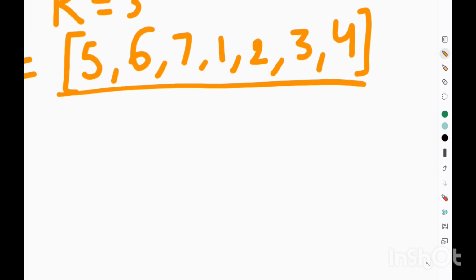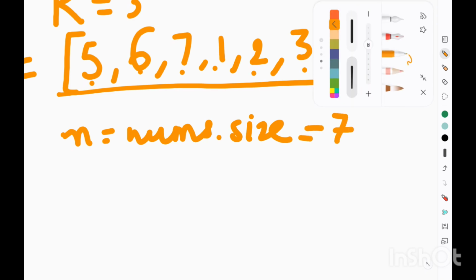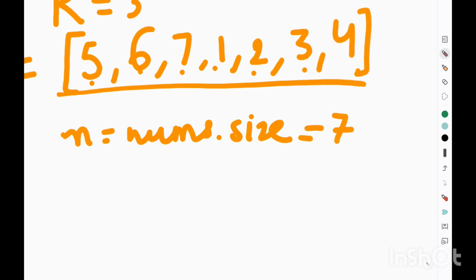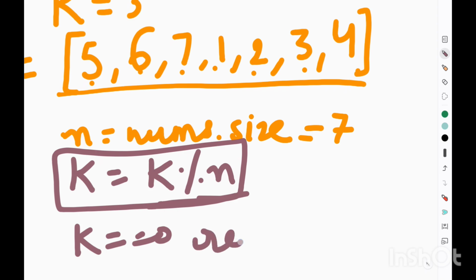using the reverse method. n is equal to nums.size(). So n is equal to the length of 1, 2, 3, 4, 5, 6, 7, which is 7. Now k is equal to k modulus n. For example, if k is larger than n, then the modulus will bring the value down to something smaller than n, so that we don't have to reverse the numbers again and again. If k is equal to 0, we don't have to reverse the array or bring any number forward, then we just have to return.